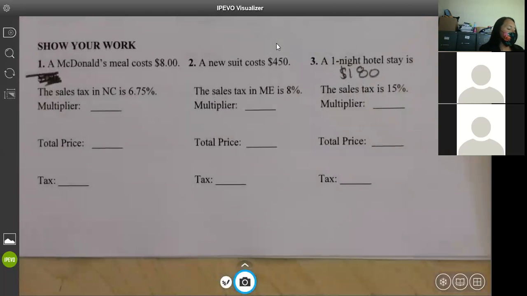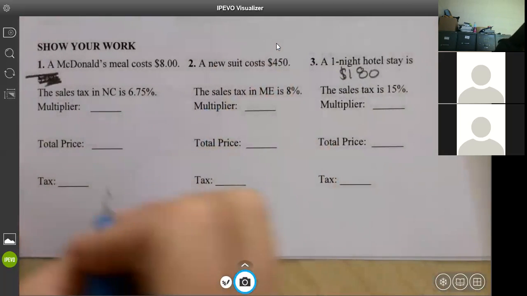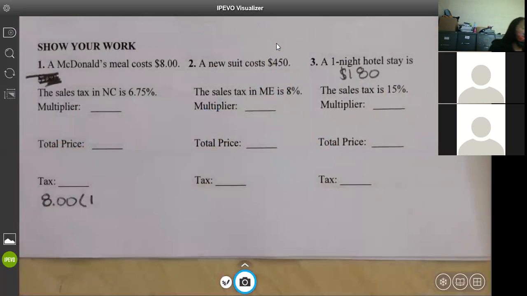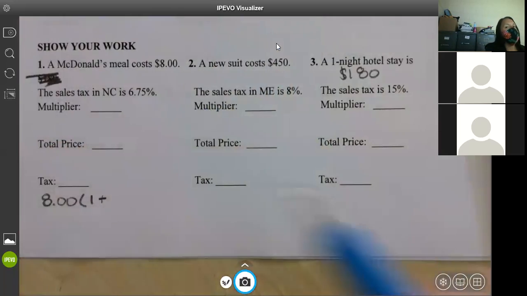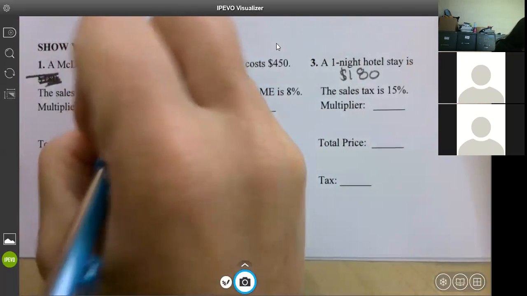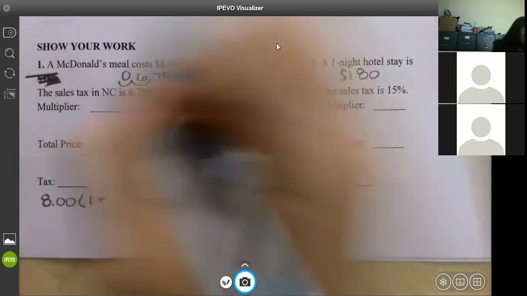So this is how we're going to do it. We're going to set it up. We're not going to worry about these three for just a minute. So it says purchase price comes first. So how much did we pay? $8. We do times 1 plus, we can't use the percent, we have to use the decimal. So I need to change 6.75 to a decimal. So what would it be?